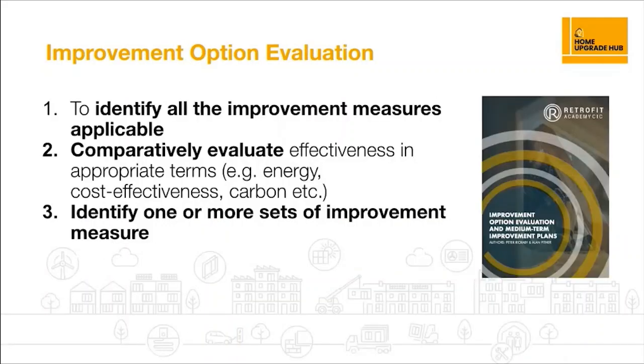Improvement option evaluation. So the aim with this is to identify all the improvement measures that might be applicable to a home. And it's designed to enable you to comparatively evaluate what's effective, against certain criteria like energy, cost effectiveness and carbon. And there are templates that have been developed that enable you to do this option evaluation. It's about identifying one or more sets of improvement measures that will bring the energy performance of the home to an appropriate level. So practically, how do you do this?